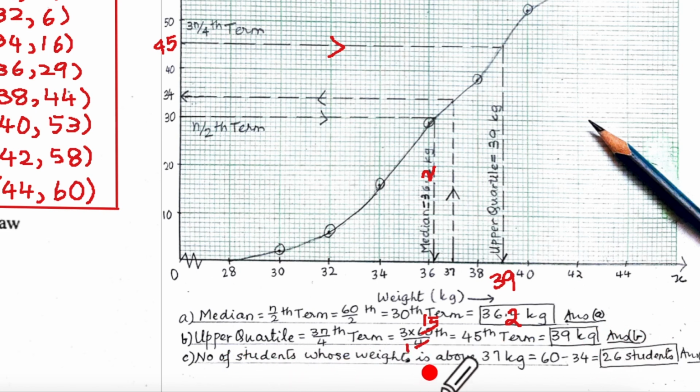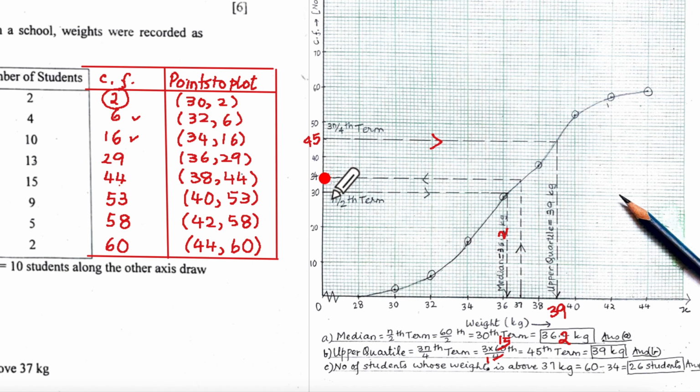Now the number of students whose weight is above 37 kg. Now 37 kg is here between 36 and 38. We count the 5 divisions, show the dashed line, show the arrow here. Where it cuts here, we come this way, and I'm getting 34 here. So 34 will be subtracted from this. So this region is going to be 34 subtracted from 60, that is 26 students. And that is our answer C.